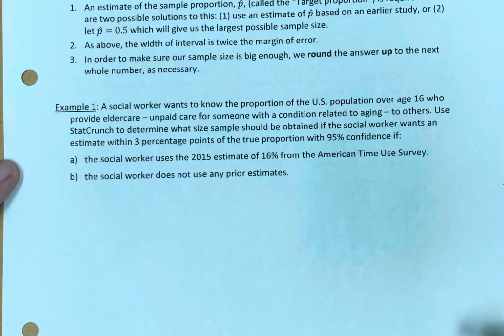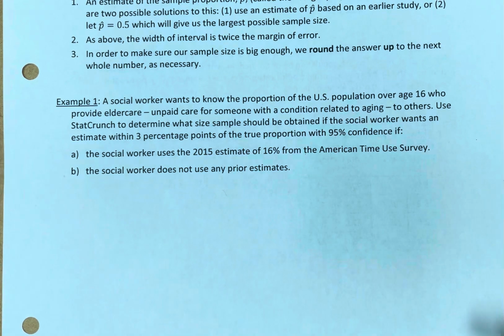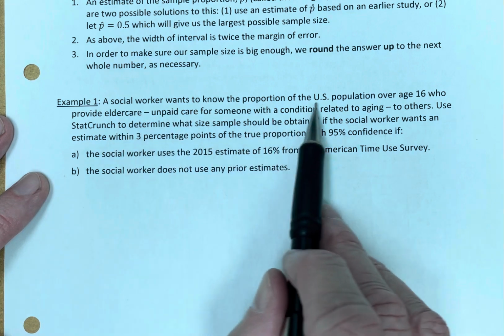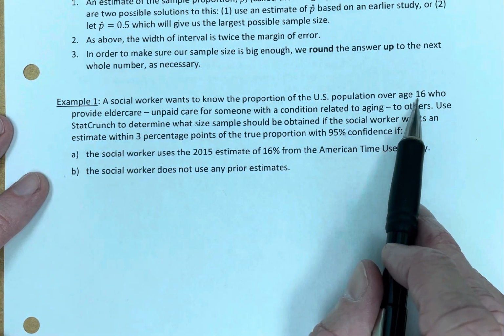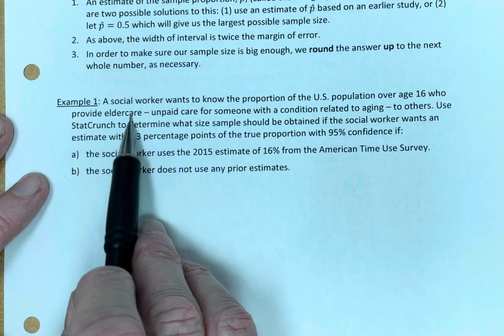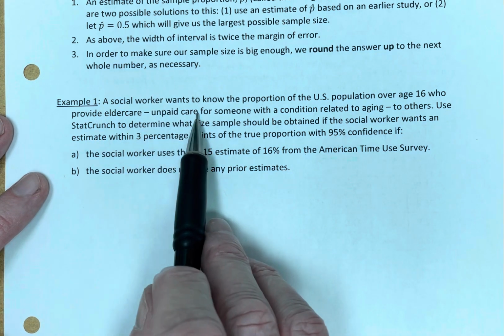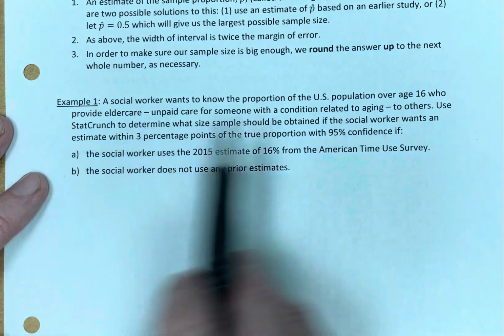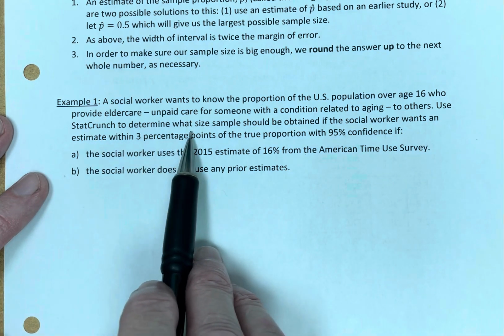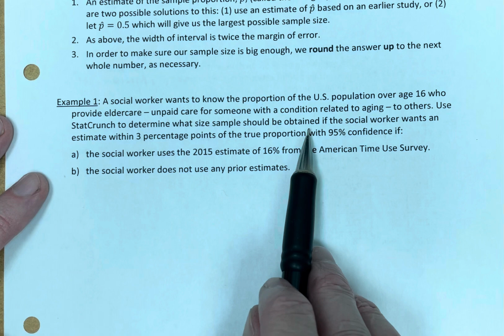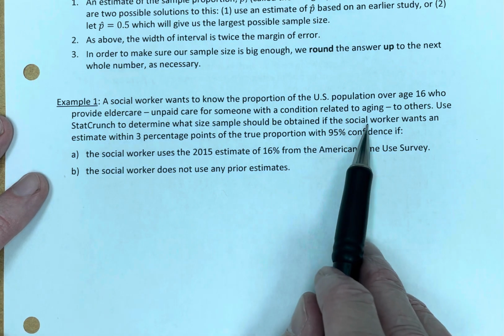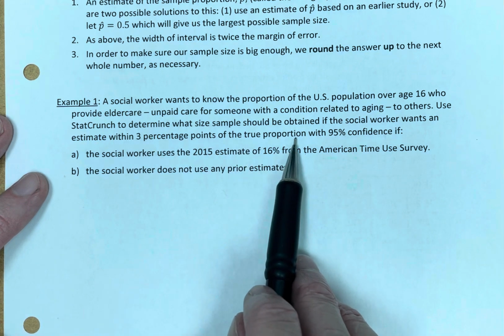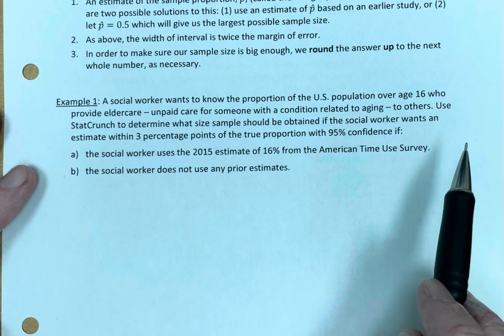Okay, this is a fairly simple concept. I've got one example with 2 parts for you when we use StatCrunch. So, a social worker wants to know the proportion of the U.S. population over age 16 who provide elder care. Elder care is defined as unpaid care for someone with a condition related to aging. Use StatCrunch to determine what sample size this person should obtain if the social worker wants an estimate within 3 percentage points of the true proportion with 95% confidence.